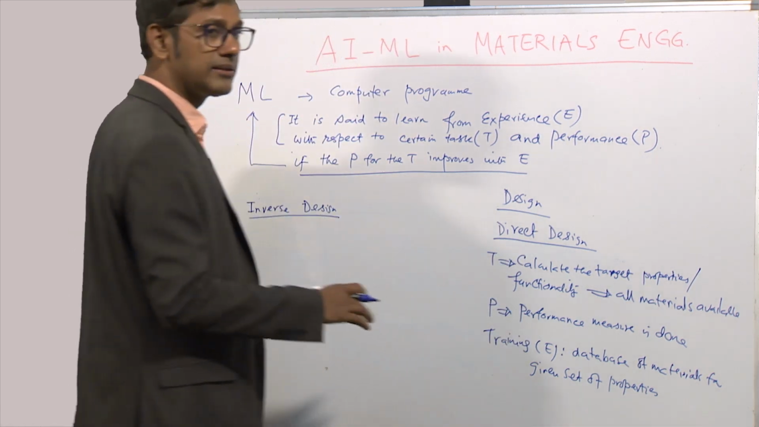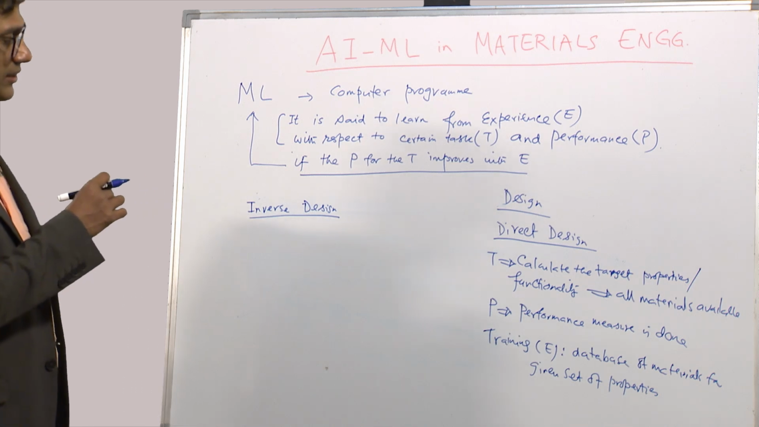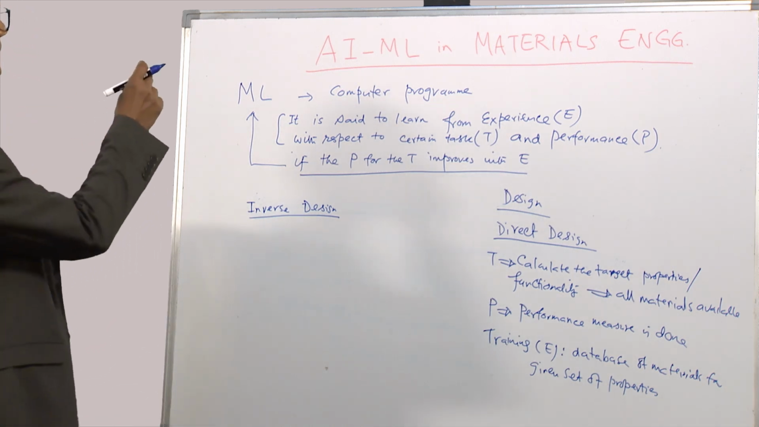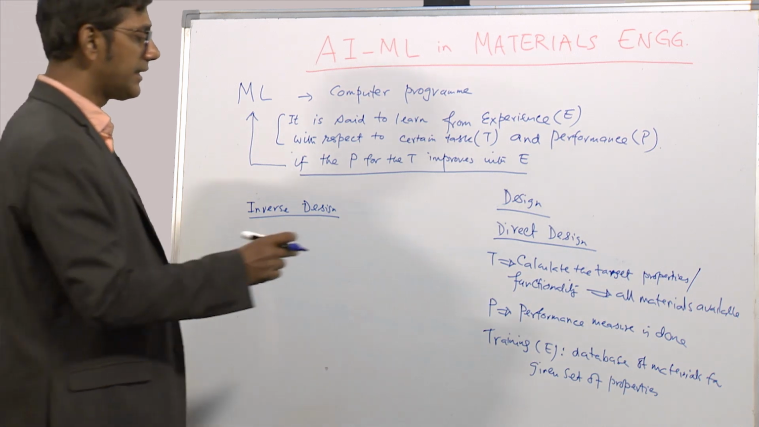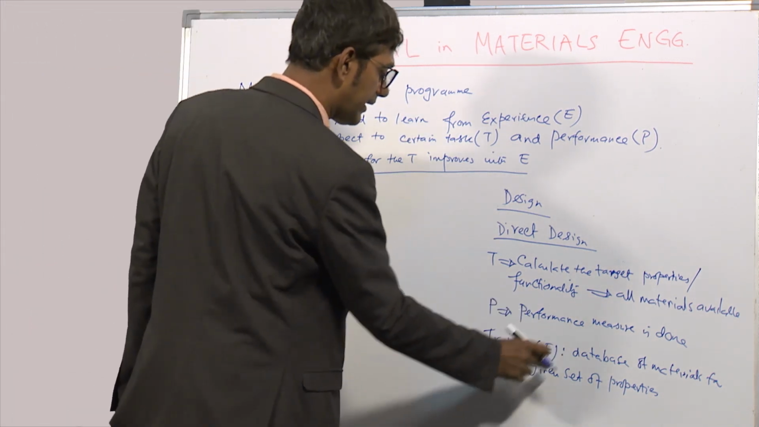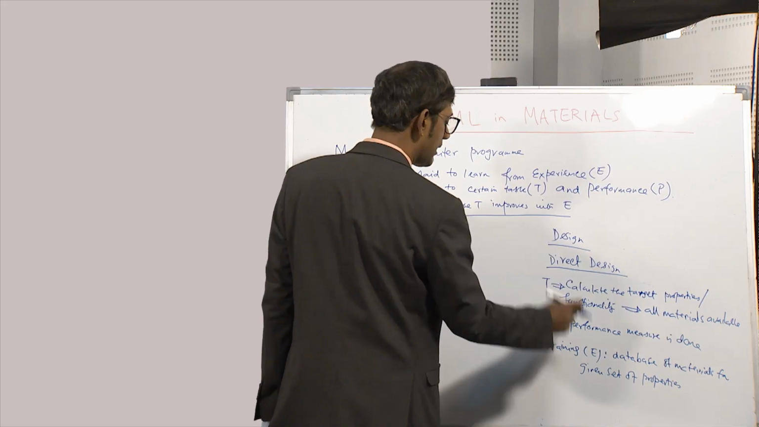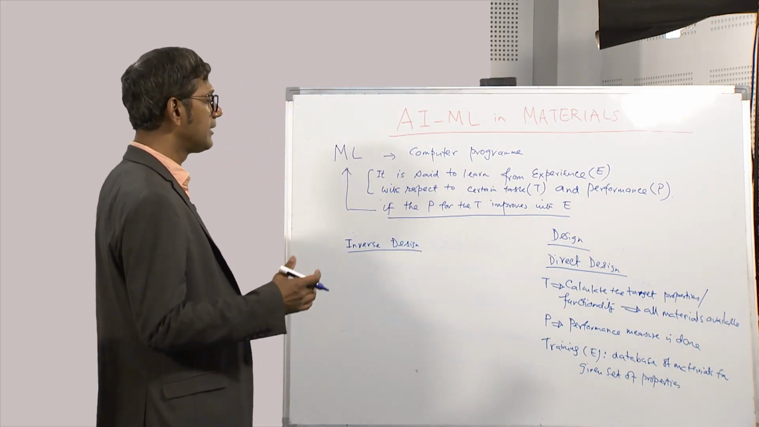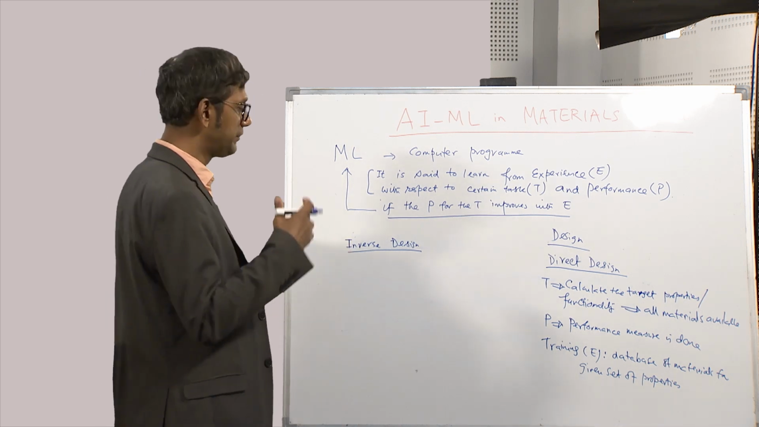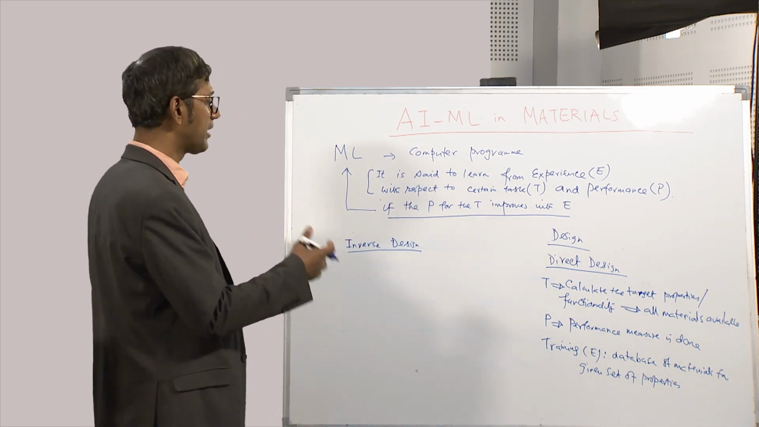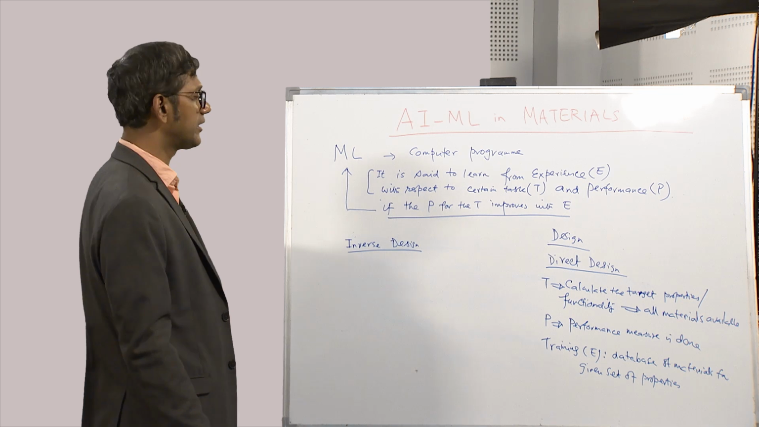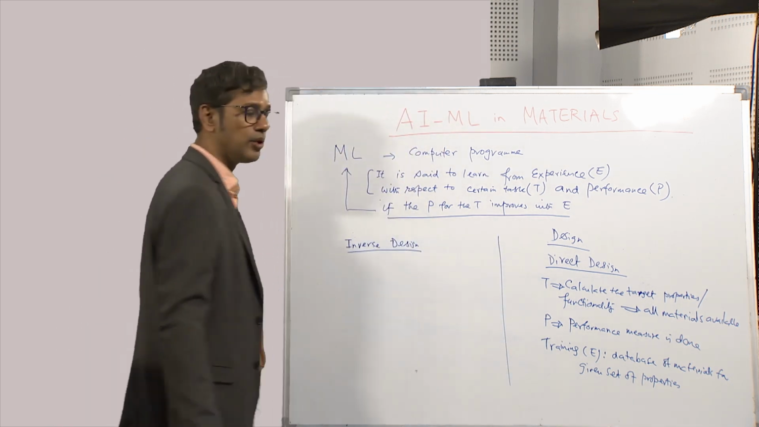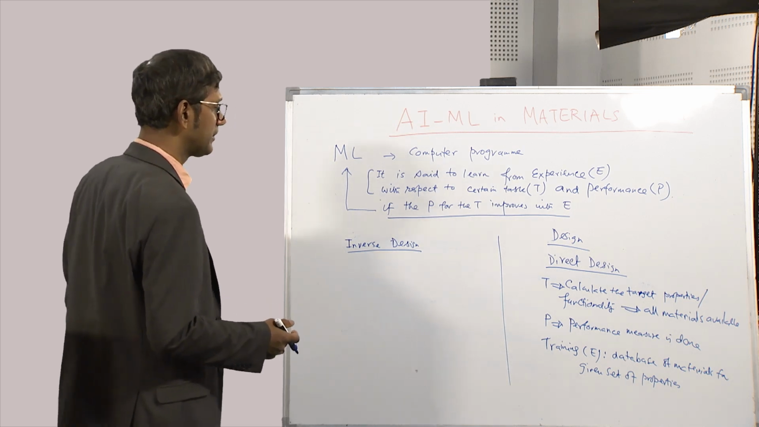That database has the material on one side, and on the other side you have the properties. So, that is the experience for the machine learning, and once it learns from the experience by training, it basically develops a model, and based on the model it gives you the chemistry of the new material with this target set of properties. That is what is direct design. Remember this.